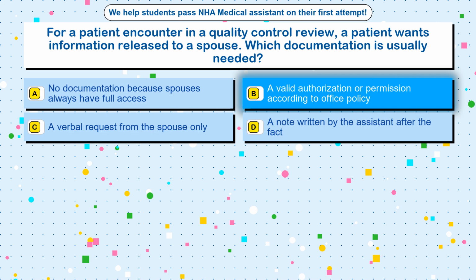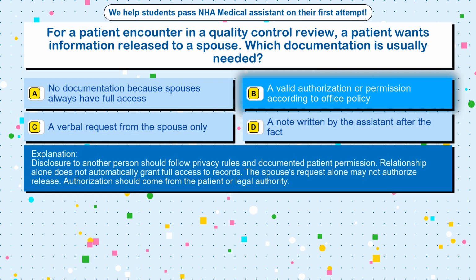The correct answer is option B. A valid authorization or permission according to office policy. Disclosure to another person should follow privacy rules and documented patient permission. Relationship alone does not automatically grant full access to records. The spouse's request alone may not authorize release. Authorization should come from the patient or legal authority.